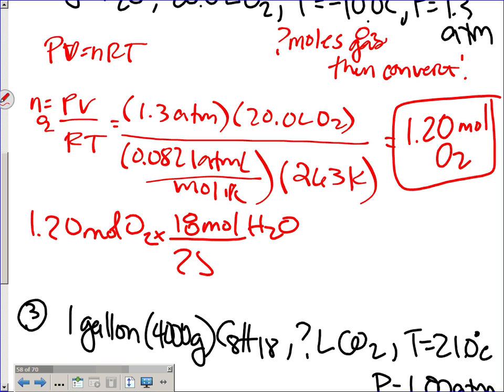Okay, and so this is a huge ratio, right? Because we have a combustion reaction with octane, which is what you put in your gas tank.